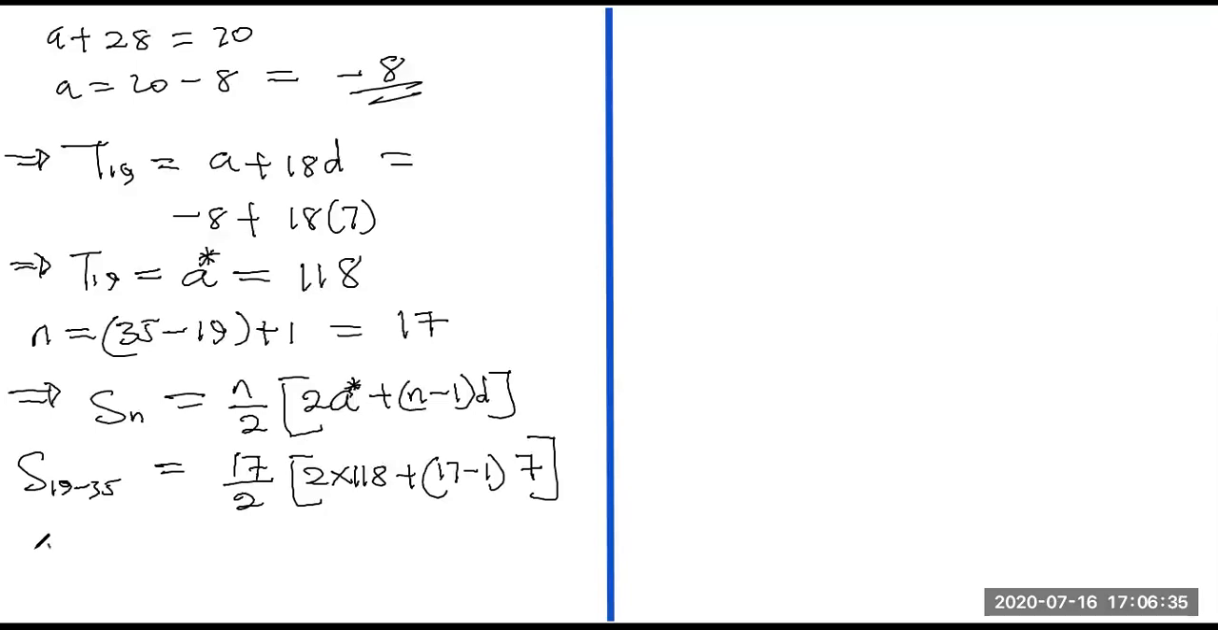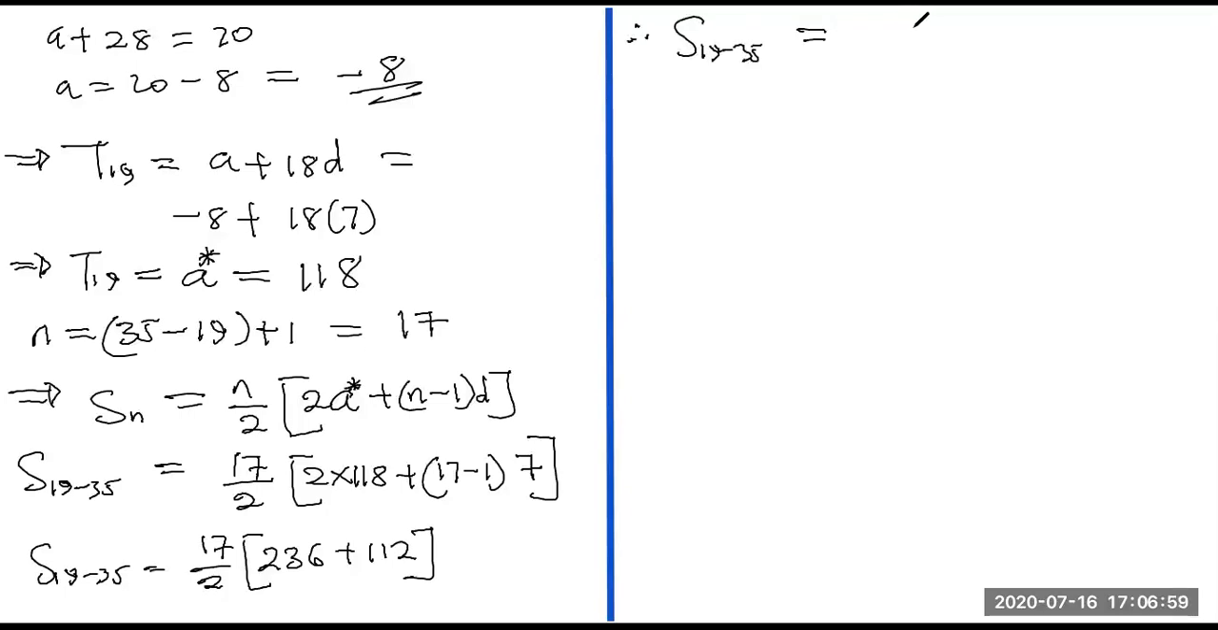So you're going to have sum 19 to 35 is equal to 17 over 2 into 236 plus 112. And when you finish up, what do you have? You can say therefore that the sum of the 19th to the 35th term is equal to 2,958. So that is the answer we get.